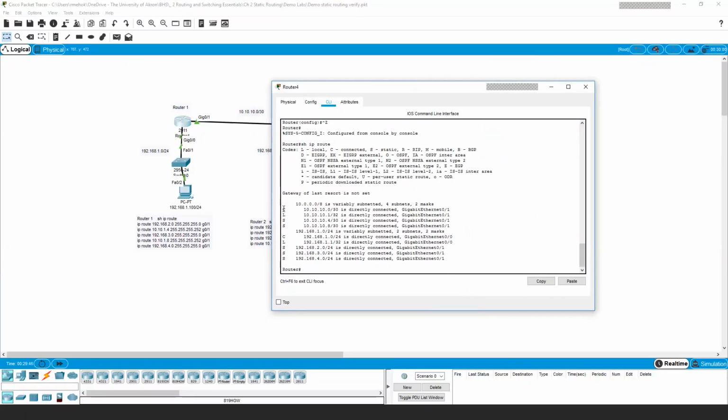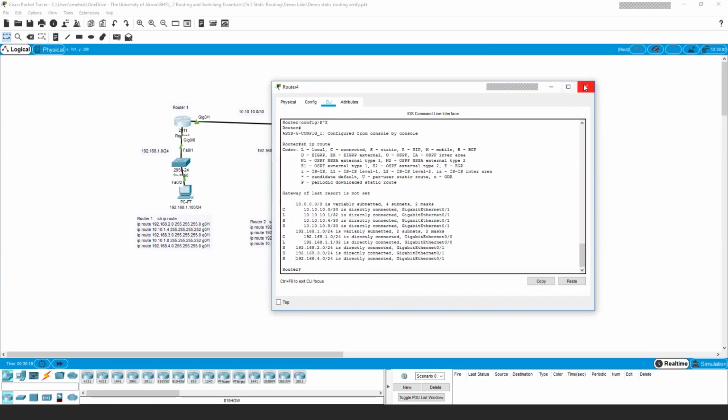So we have a directly connected, and attached to those are these L's. Notice the bit mask is 32. That's the exact IP of the interface. And then we have our statics. So 2 C's, 1, 2, 3, 4, 5. So a total of 7 networks. And verify they're going out the exit interface of gigabit 0/1.